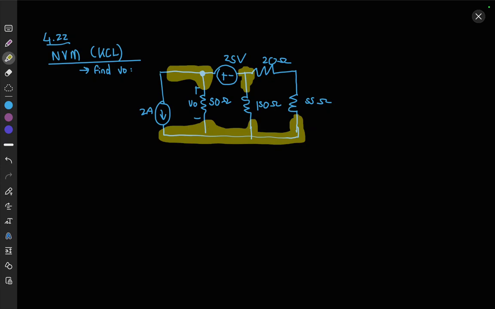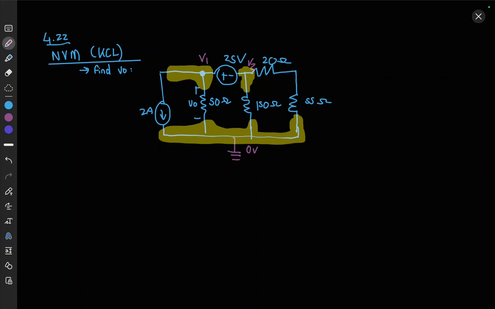So this question is nice because it has a supernode. A supernode is where there is a voltage source between two nodes, okay? So I'm just going to label this. This is my node 0, just because it's going to be my reference node. This is 0 volts. And then you have my node 1, so this is V1, and this is V2.